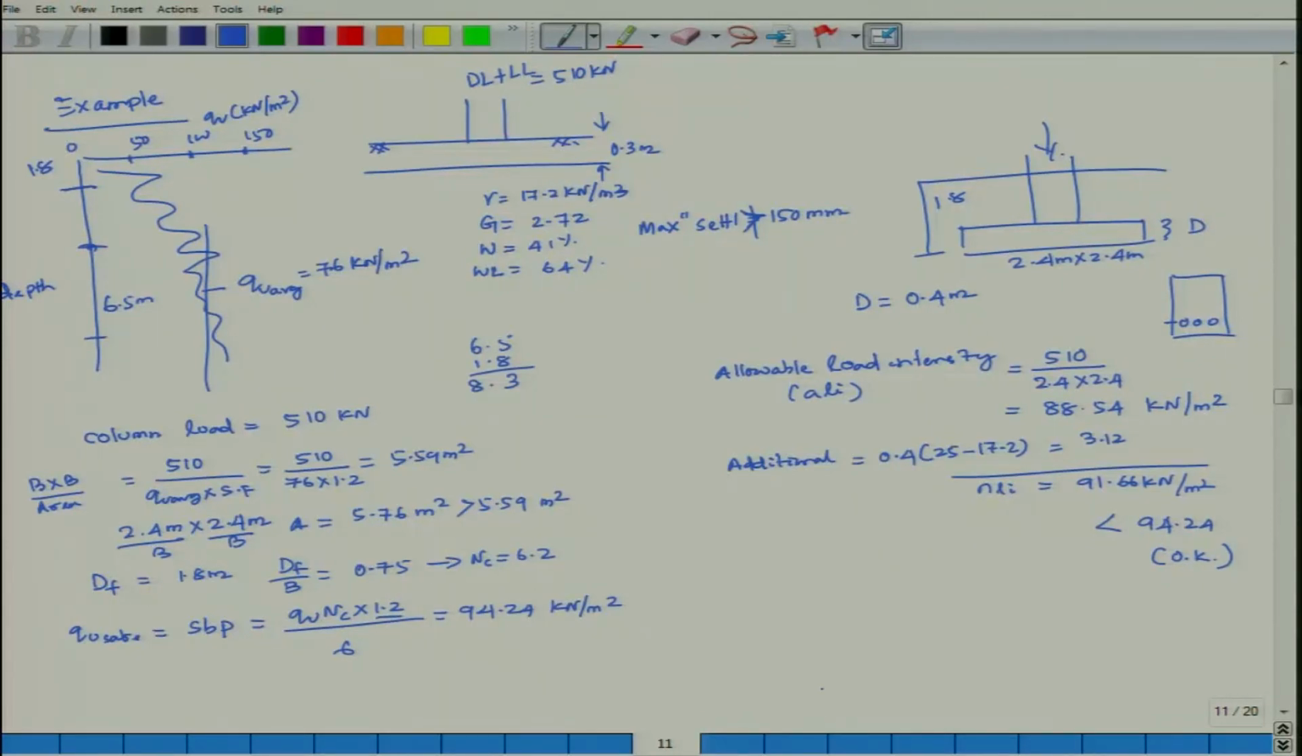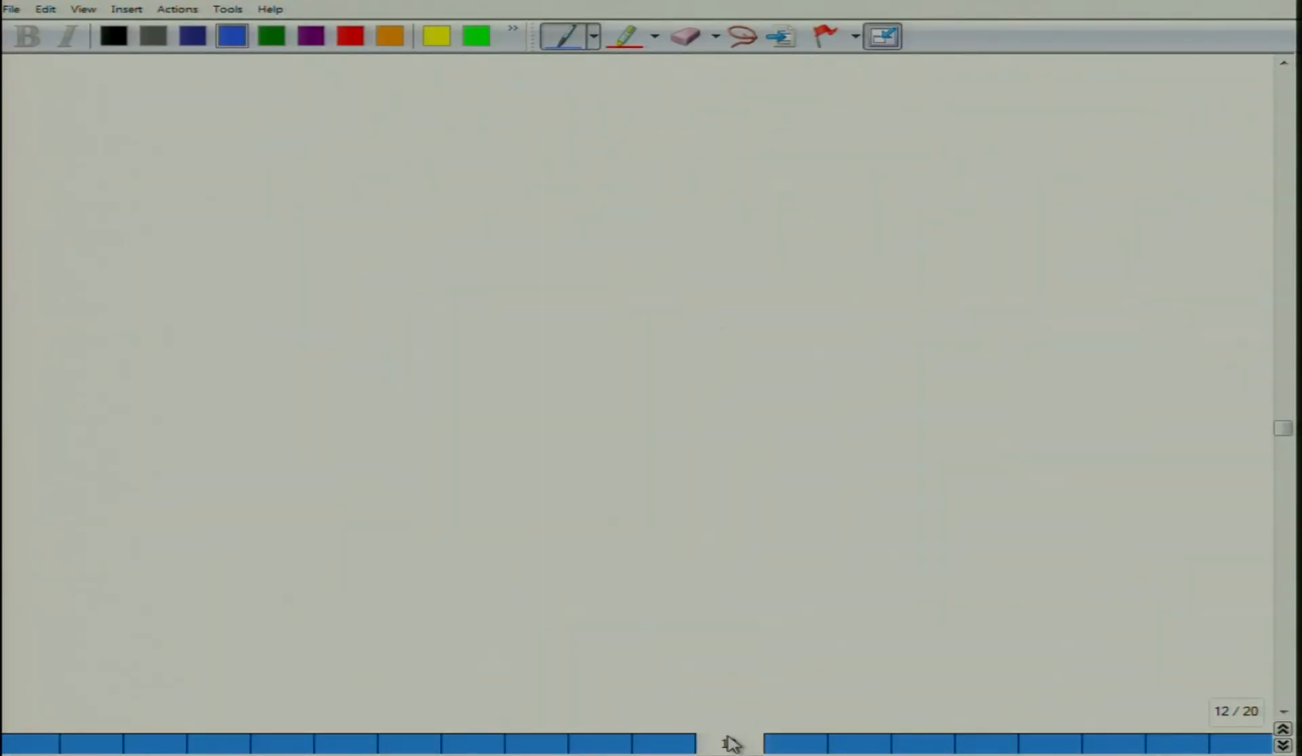Now, step 1 is over. Once step 1 is over, then your size is 2.4 by 2.4 meter. Come to the second step, settlement calculations.